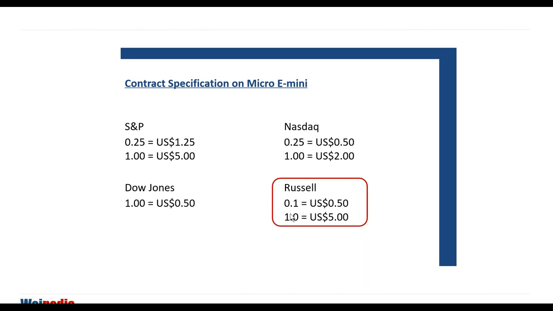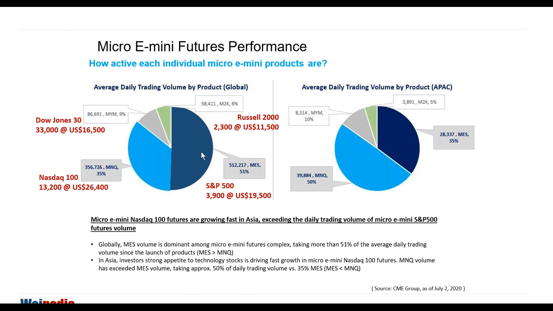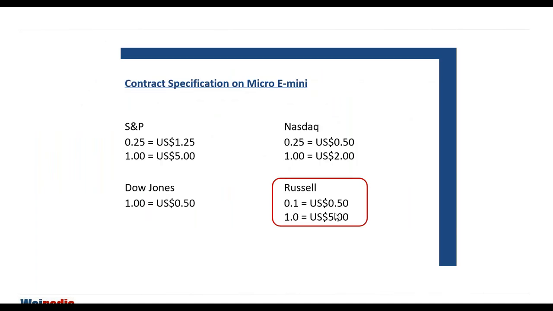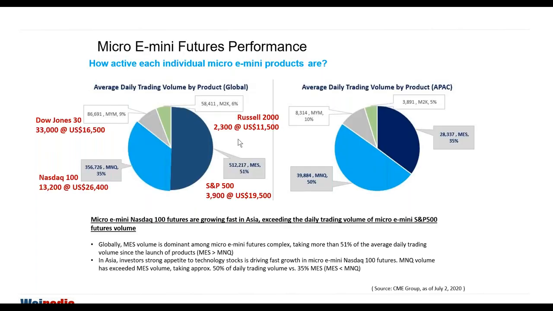Okay, it is good. Now, 1 point is $5. Say, for example, now it's the Russell 2000, at about 2003. Since 1 point is $5, say for example you now have a view. Earlier I used a view of the market going up, but now I have a view that the market is coming down.